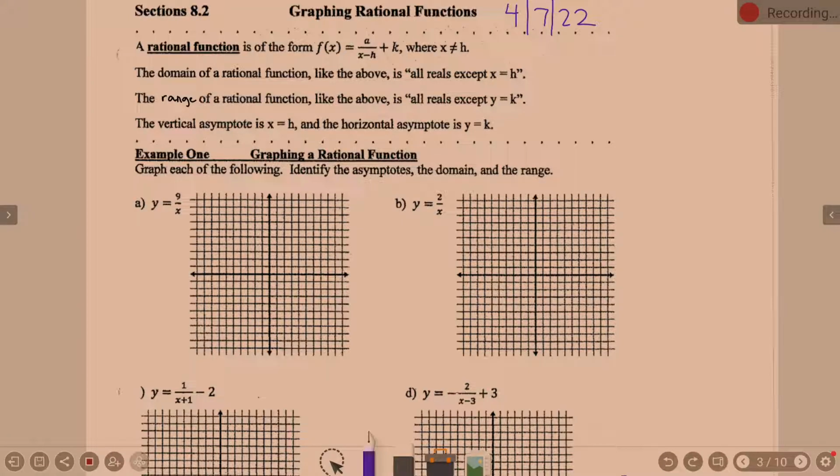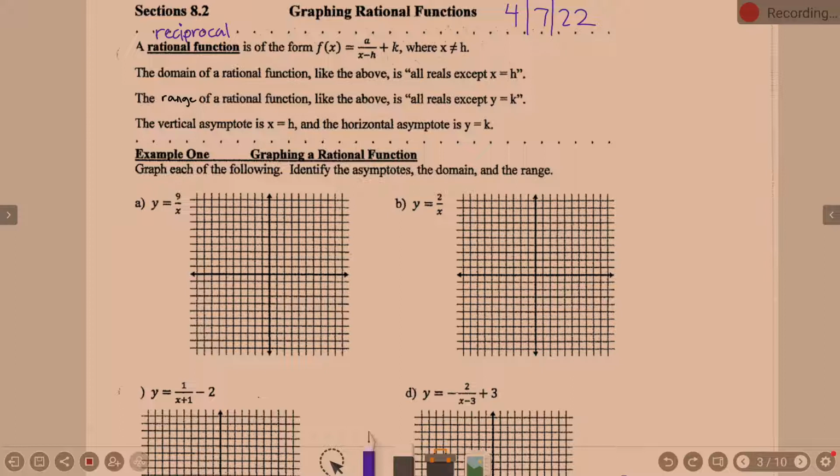Okay, lesson 8.2. We are talking about graphing rational functions. Now, as we talk about graphing rational functions, we're talking about functions that have a fraction involved. They're all of a similar form today, but it's how to graph these rational functions. Now, I'm also going to throw in the word reciprocal, because these functions are also called reciprocal functions.